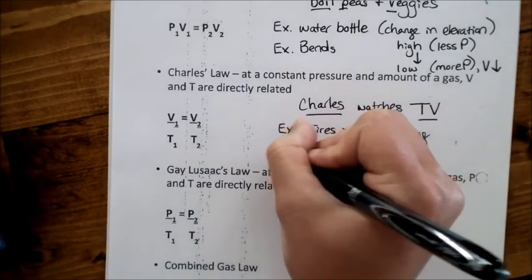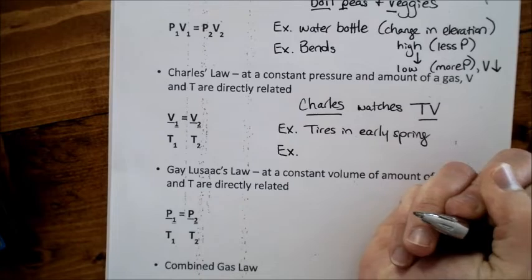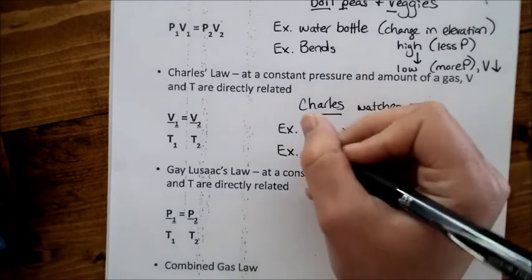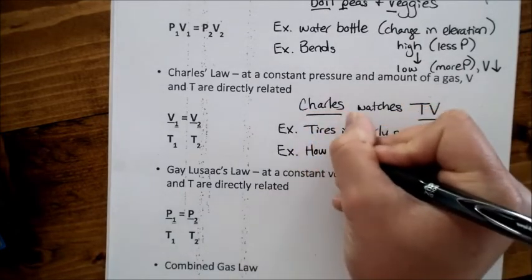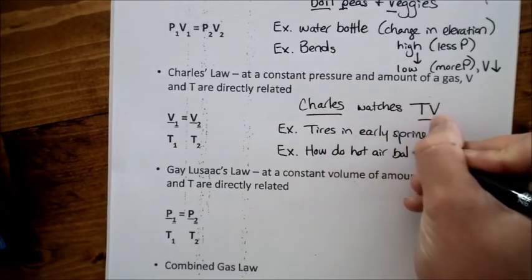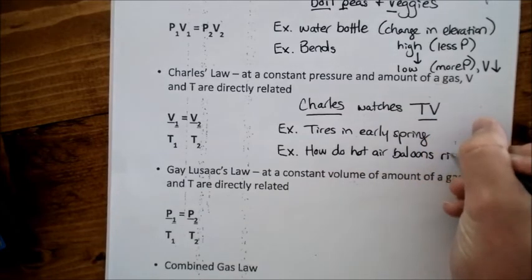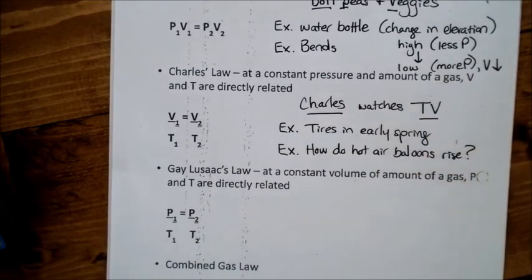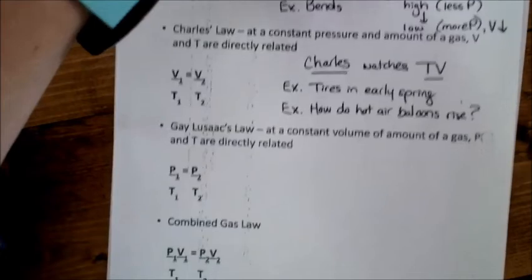The other one, this is another one I'm just going to touch on. You are going to do research next week: how do hot air balloons rise? The hint is that it has something to do with the relationship between volume and temperature. Now you might be thinking, oh, that's easy, but it's actually a little bit more involved. You're going to have to look into air density. That's my other hint.